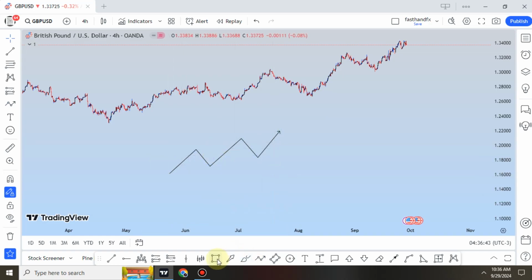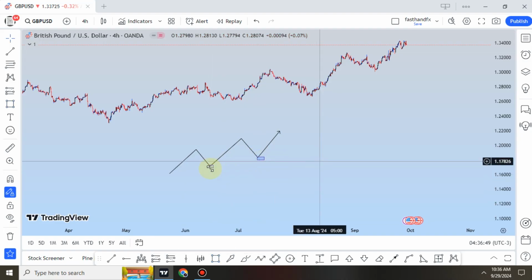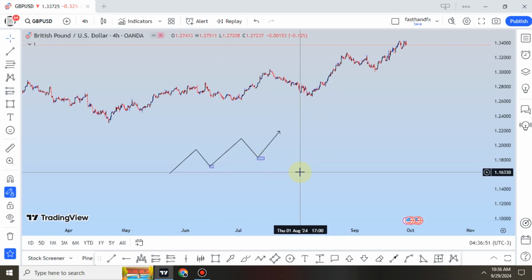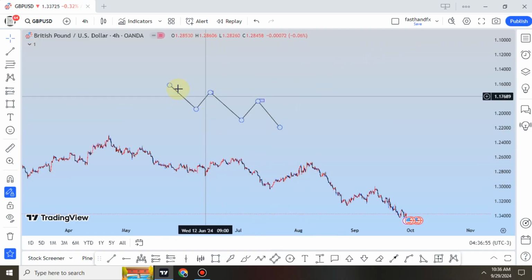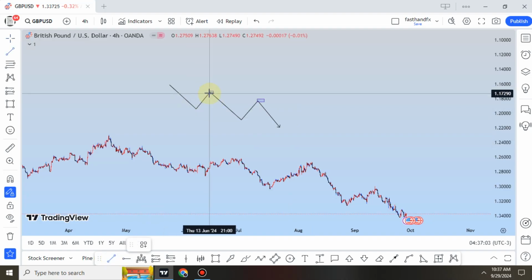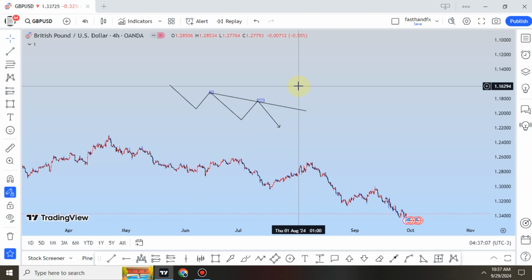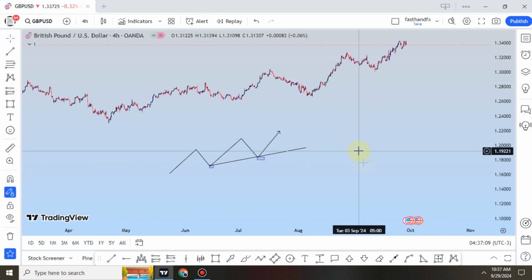Now, as usual, we do take our entry on these pullbacks, right? The higher low and higher low. And of course, if we just do the same, we have a lower low right here, lower high, lower low, lower high. So these are just levels where we do take our entry. Let's just have maybe our trend right there, correct? Now, still basic things, correct?